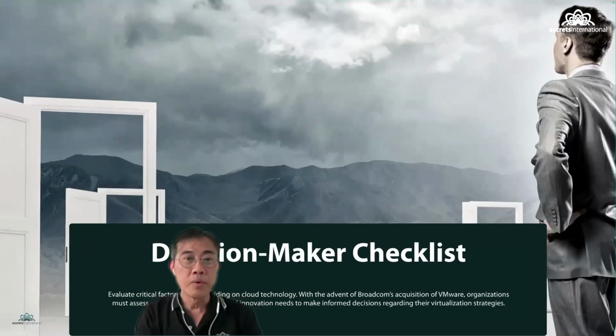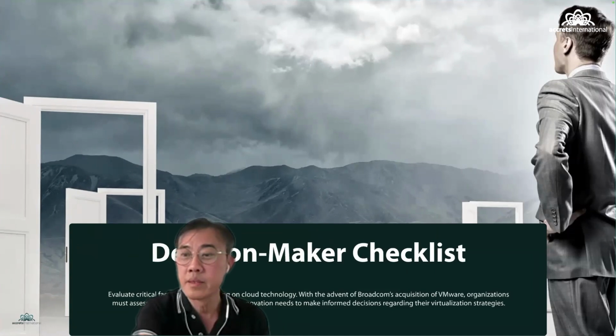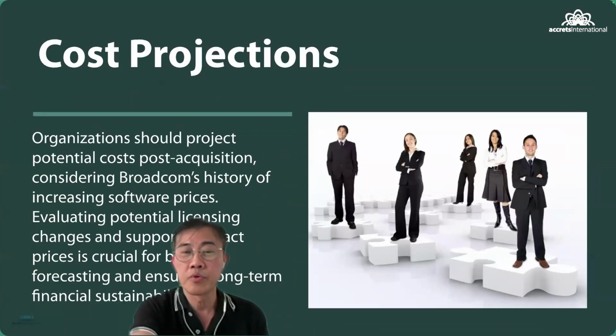This is a simple decision maker checklist. Cost projection. It's probably easier to project your cost for an OpenStack solution because licensing is out. You only need to think about support costs, right? People costs and all that. For VMware, you never know, right? This year they triple the price. Next year they may increase even further.